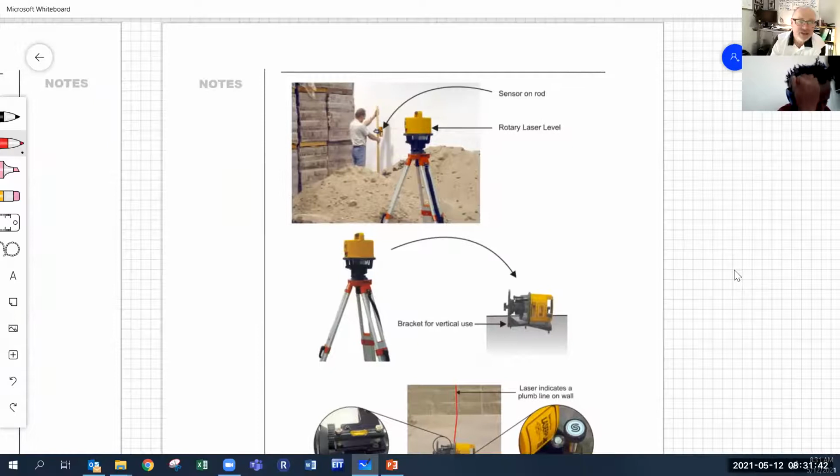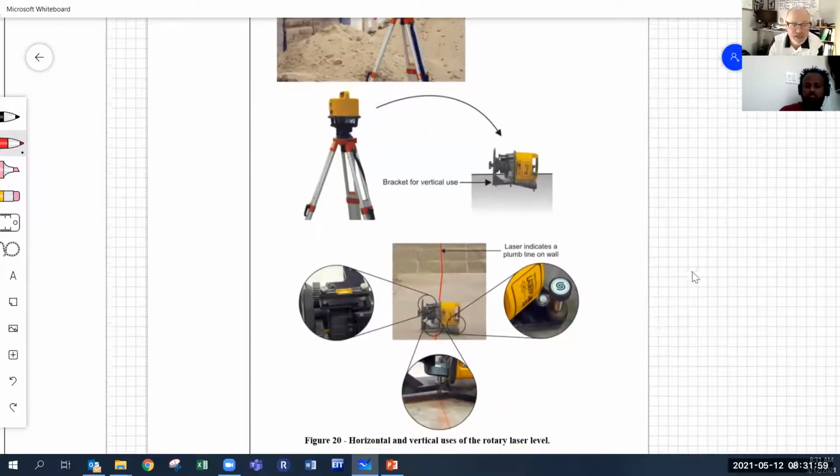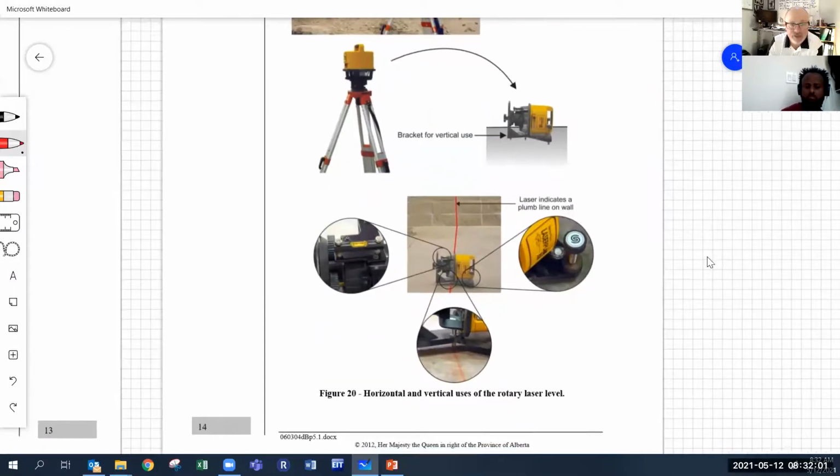So this one here shows that you need a sensor for this one. As this one sends a beam out, this will tell you if you're too high or too low or just right. Right? And it's really nice to have. And then you can see you could put these on a floor and you can get a wall or even on the vertical floor. Okay.